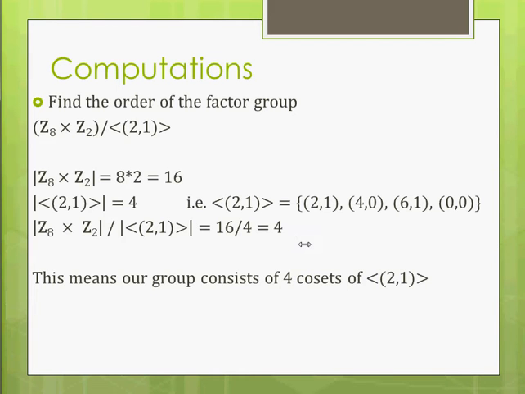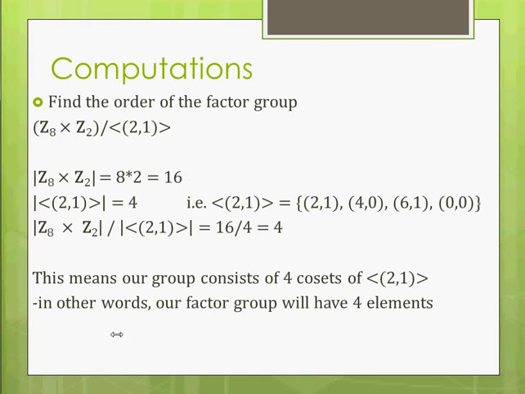So this means that our group consists of 4 cosets. Remember, our factor group is cosets of our subgroup. So it will take 4 cosets of size 4 to partition the group. In other words, our factor group will have 4 elements. If you want to find them, pen and paper, go for it. It's a good exercise.